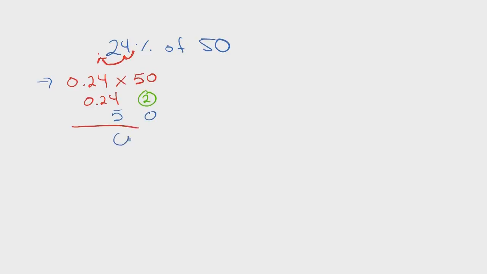Well, 5 times 4 is 20. I carry the 2. 5 times 2 is 10, plus 2 is 12, and I put this 0 back in. And then I have to have two places or two spaces past the decimal. So I go 1, 2, so I get an answer of 12. So 24% of 50 is 12.